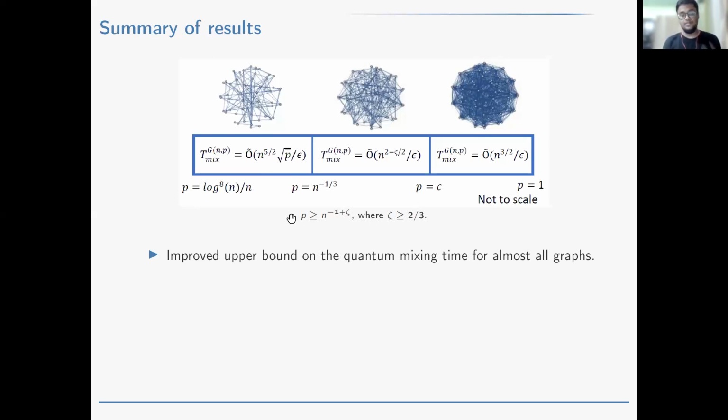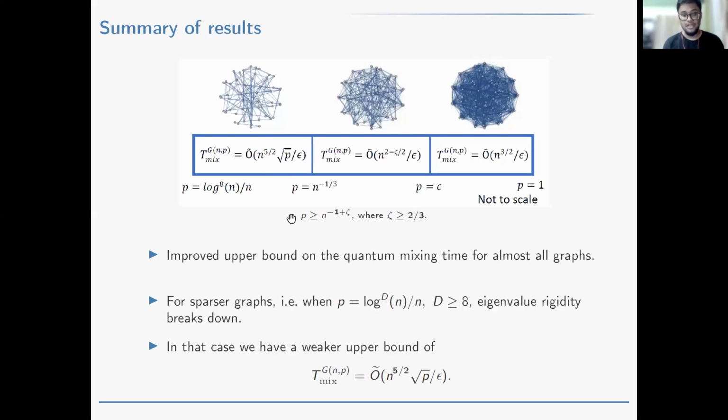Anyway, so what we did was we improved the upper bound on the quantum mixing time for almost all graphs. That was our contribution. And as I mentioned, for sparser and sparser graphs, that is if p is greater than log^8 n over n, we can't use eigenvalue rigidity, and so we get a slightly weaker upper bound for the quantum mixing time.